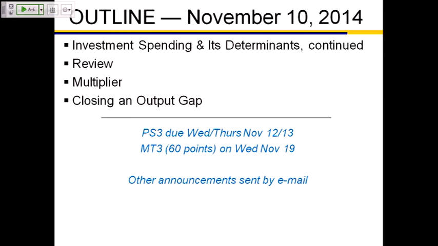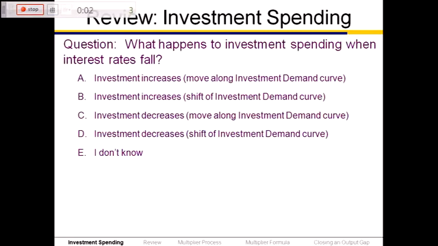First one. What happens to investment spending when interest rates fall? A: Investment increases, we move along an investment demand curve. B: Investment increases, it shifts the demand curve. C: Investment decreases, move along. D: Investment decreases, shift up. So what's the direction, and is it a shift or a movement along? A, B, C, D, or E? 3 seconds.